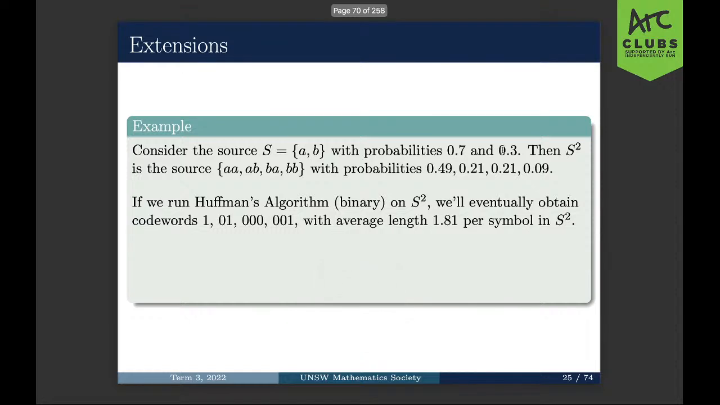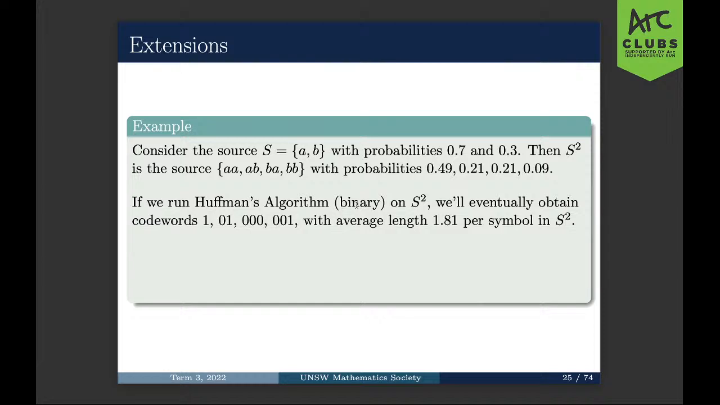So trust me on this, but if you run Huffman's algorithm, the binary one, on the second extension, you'll see that the code words assigned for these two-letter symbols are going to be 1, 01, 000, and 001. And that's going to have an average length of 1.81 per symbol in the second extension. So for each of these two-letter symbols, they're going to have a 1.81 average length for the code words.